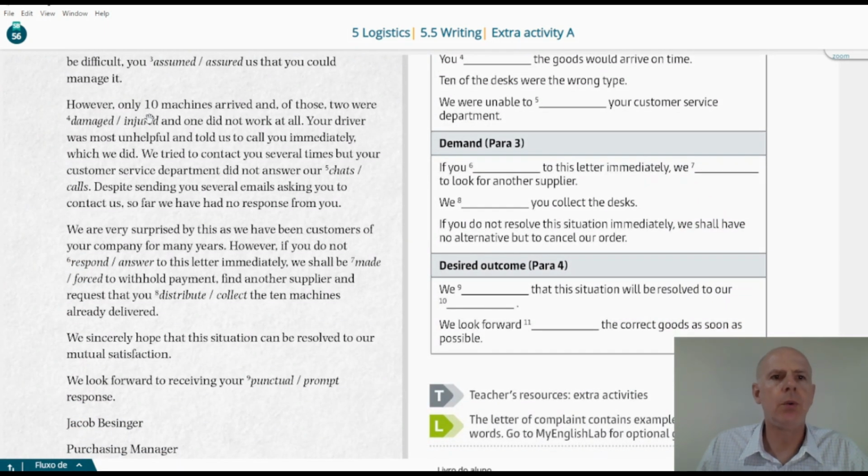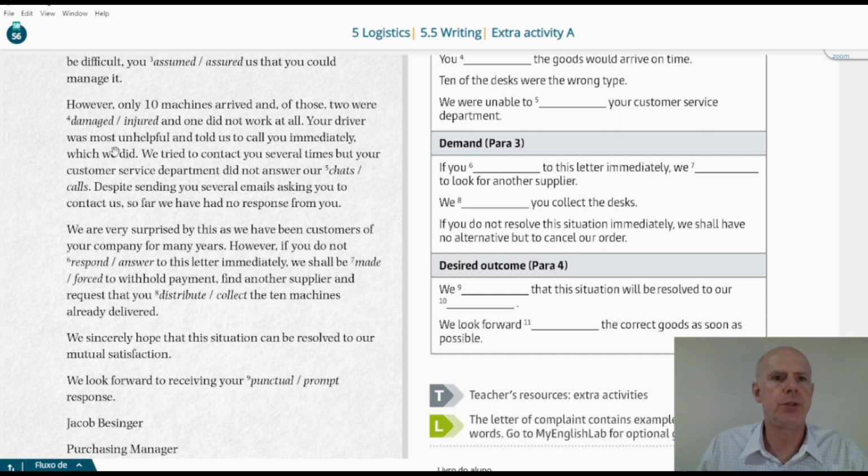However, only 10 machines arrived, and of those 10, 2 were damaged. Okay, a person can be injured, not a machine. So those 2 were damaged and 1 did not work at all.